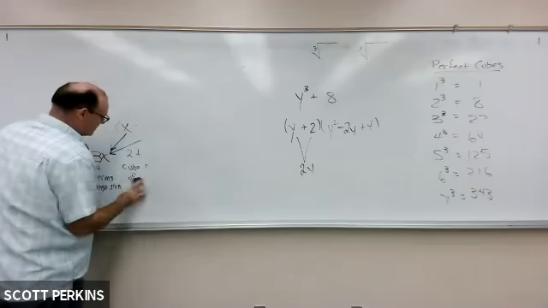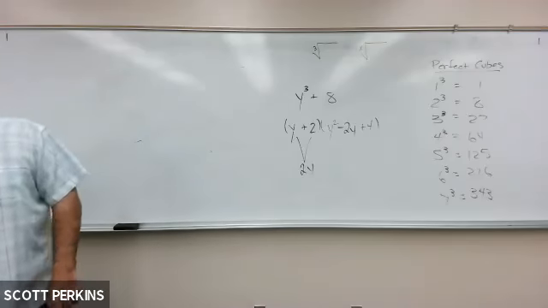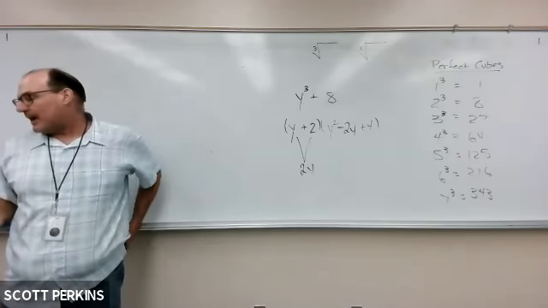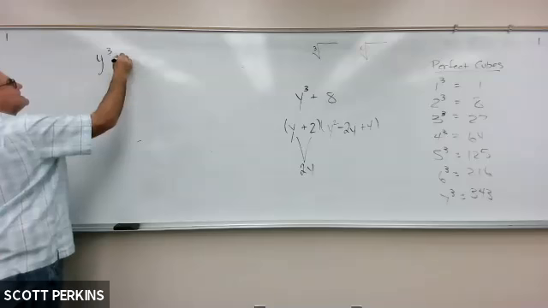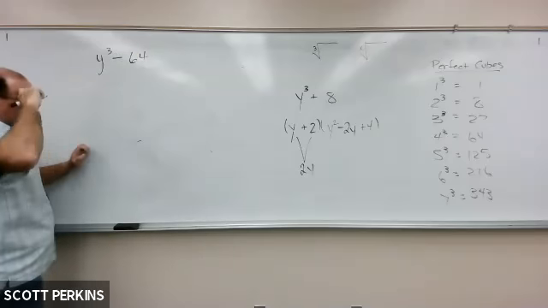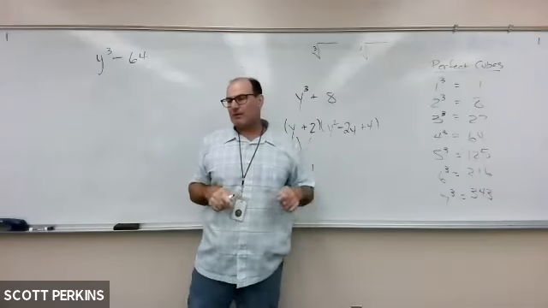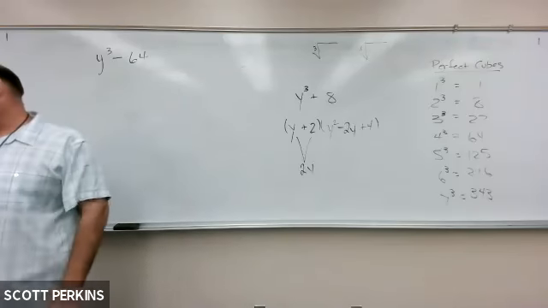All right, here's another one. We're just gonna keep practicing. So try this for me. This time I'm gonna put a minus sign in. So give it your best shot and let's see how we do. So we've got y cubed minus 64. And if you don't have your calculator, you can notice that positive 64 is on my perfect cubes list over there.